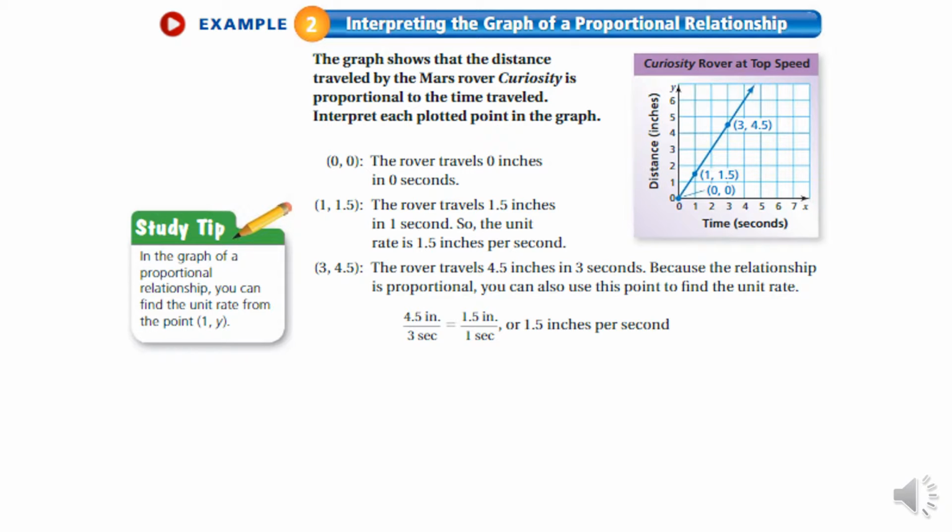0, 0 means if we have no time, the rover can't go anywhere, which makes sense. Same thing would be true of anything if we were talking about your car. If you haven't been in your car at all, you can't go anywhere. So that's an obvious answer. So let's look at the other two because those are more interesting.